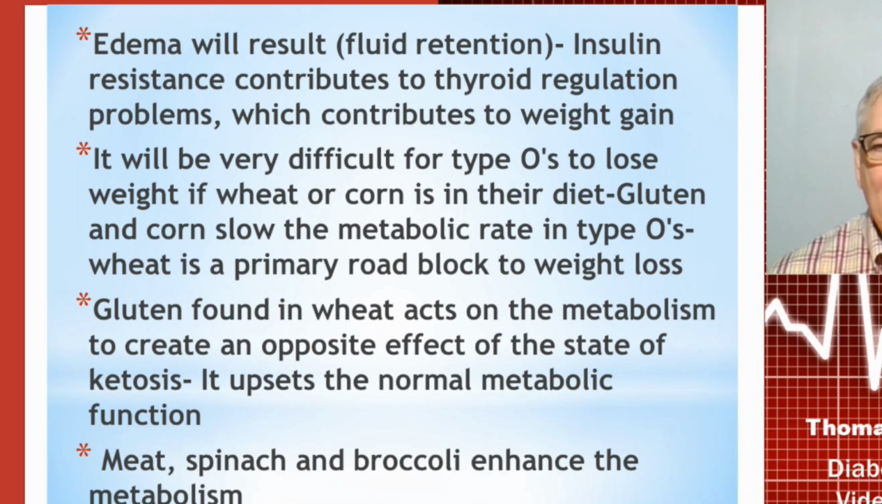If you do not have glucose in your bloodstream for your cells to utilize for fuel in the form of glycogen, that compact form of glucose, then it will convert to other forms of fuel, which may include fats, fatty acids. And that will cause your body to go into a state of ketosis, meaning that it's burning something other than glucose. And that can upset your normal metabolic function. So meat, spinach, and broccoli enhance your metabolism.